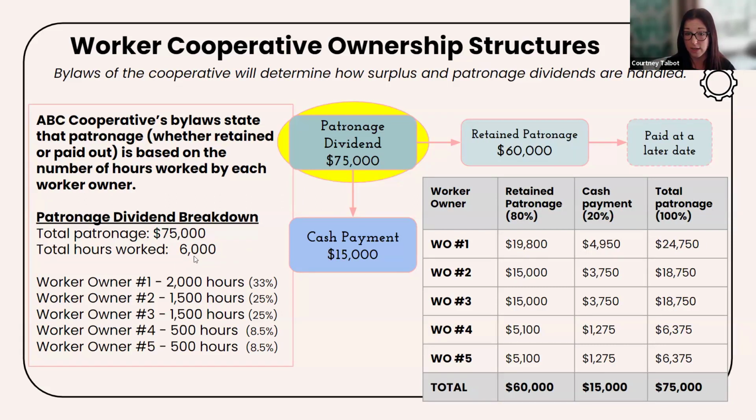So for example, worker owner 1, 33% of the 6,000 was attributable to them. So 33% of the 75,000 total patronage is what their total is. That's further broken up, right? 20% cash, 80% retained. So each worker owner is going to get a cash payment that is 20% so that they can pay tax on this entire total patronage amount, which is what they will be required to pay tax on.